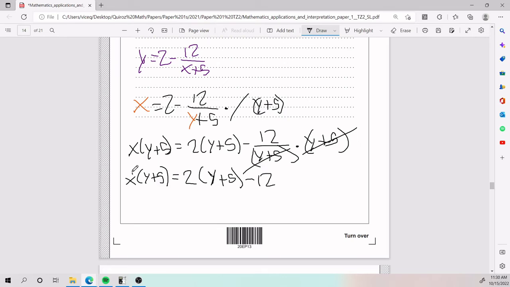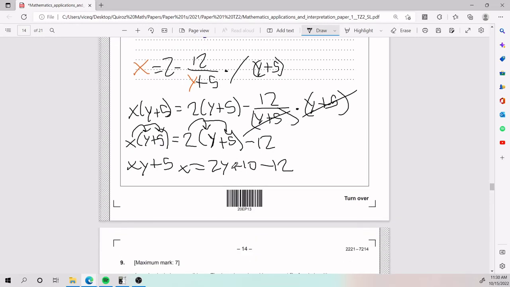So now I'm going to distribute. I distribute on this side. I end up with xy plus 5x equals, distribute again, 2y plus 10 minus 12. Now I want to get all my y's on one side, so I'm going to throw them all to the left. I have xy minus 2y, which comes from this guy here. And I throw this 5x to the other side, so I end up with negative 2 minus 5x. Negative 2 because I combined these two.